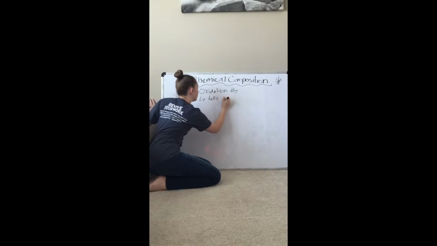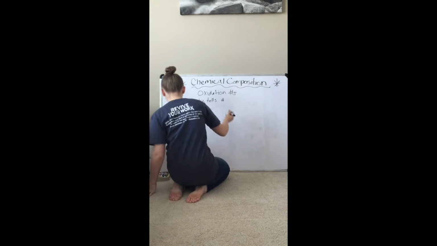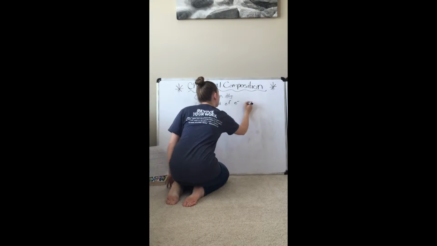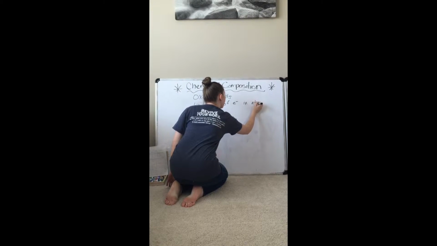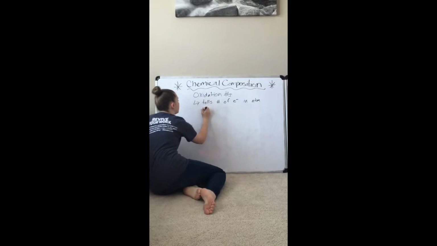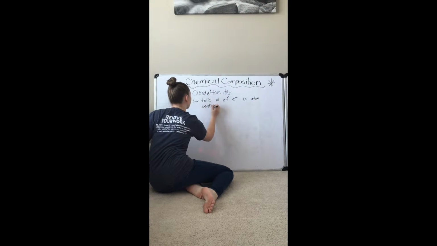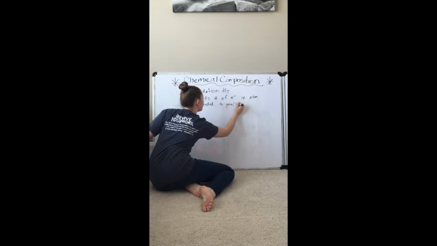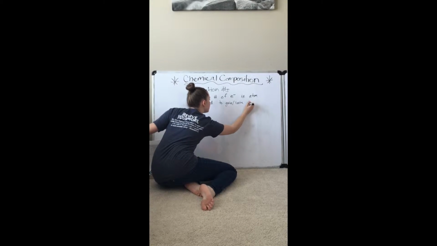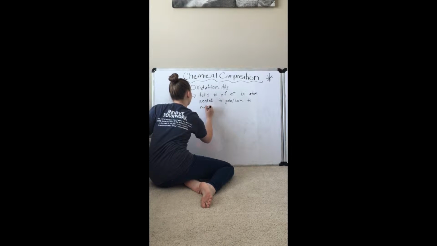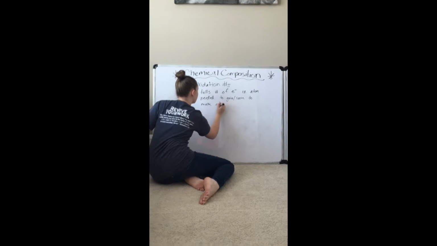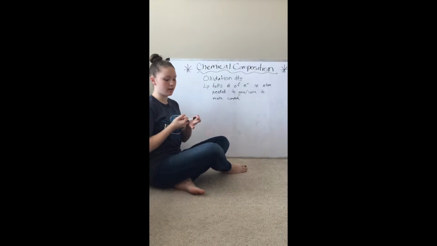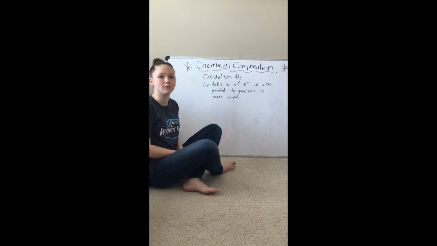Oxidation numbers tell the number of electrons in an atom needed to gain or lose to make it complete. And of course, by complete we mean to make the octet, so the octet rule and everything.